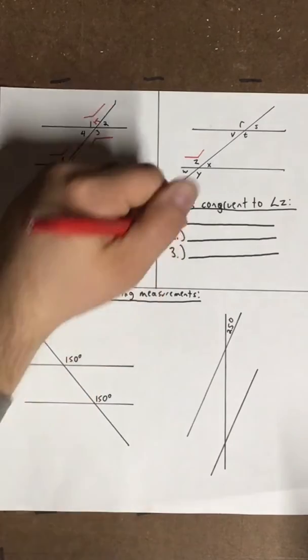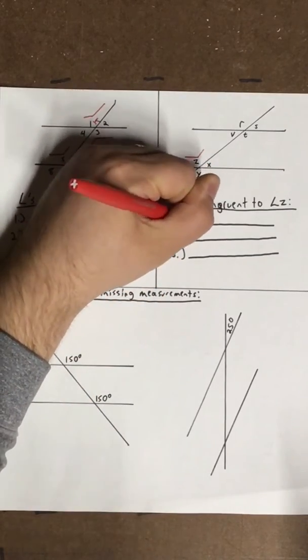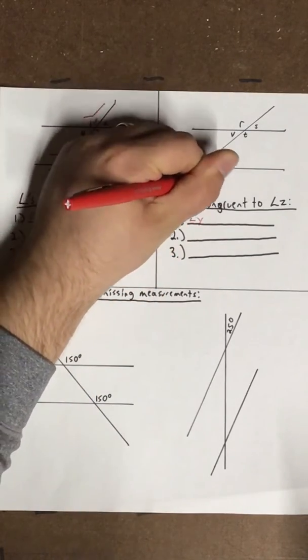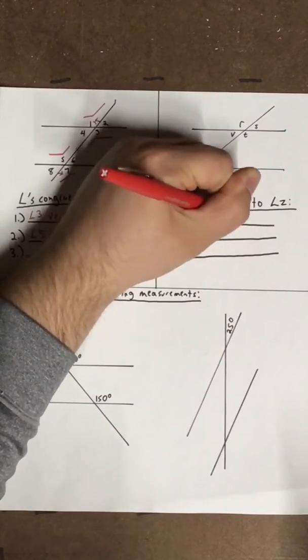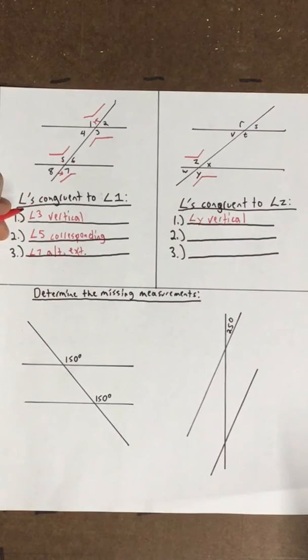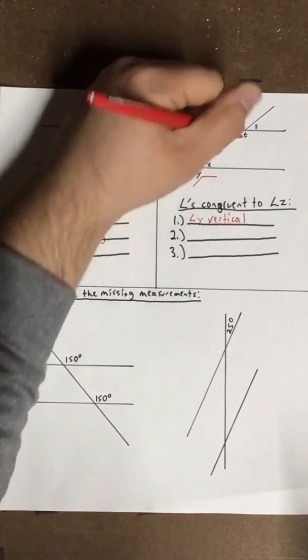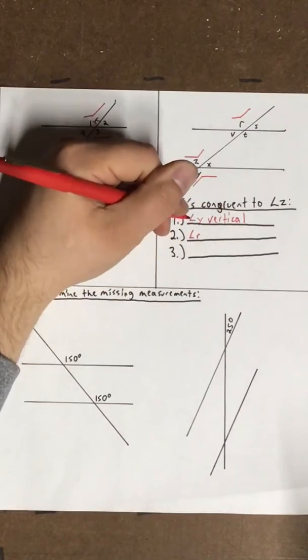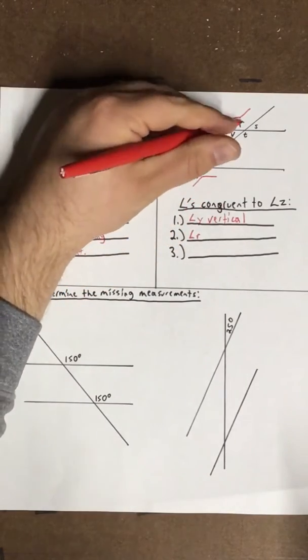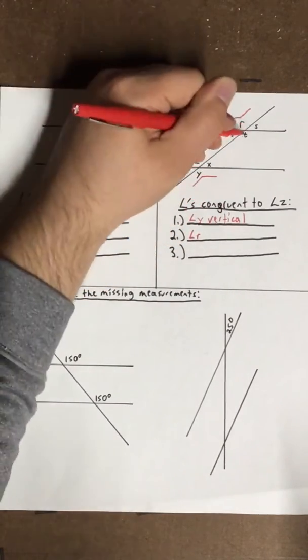First one I saw was angle Y down here. That's also obtuse. That would be a vertical congruency. The second one that I saw was angle R up here. That would be corresponding because Z and R are in the same location. They're both top left, top left.